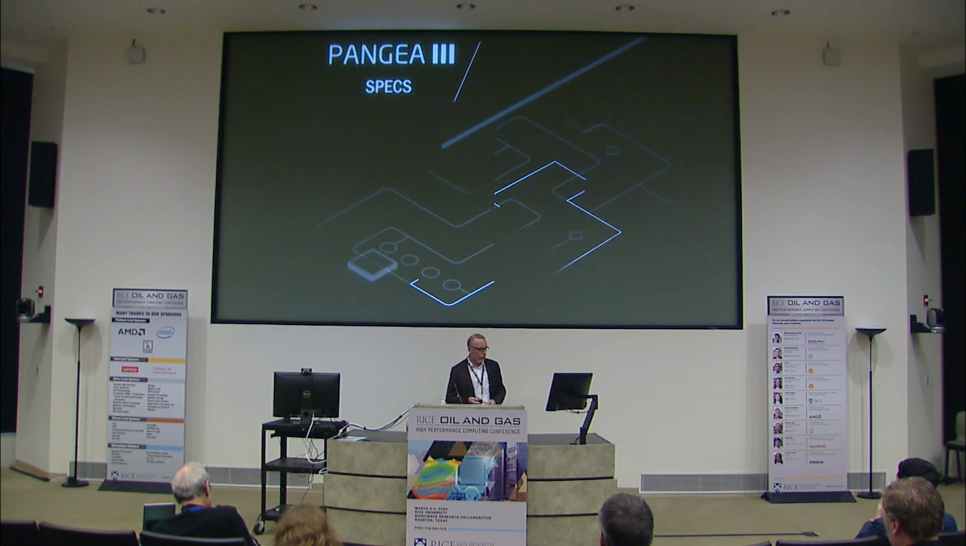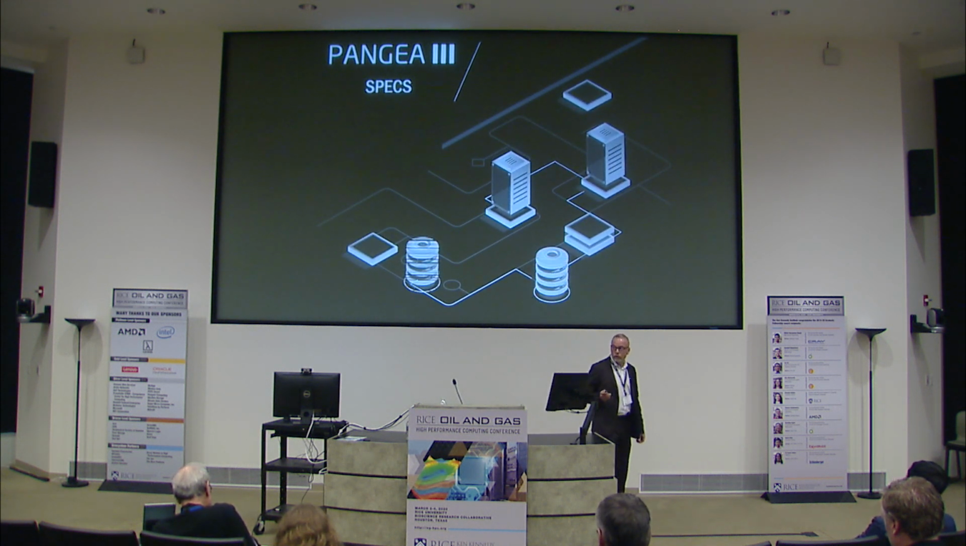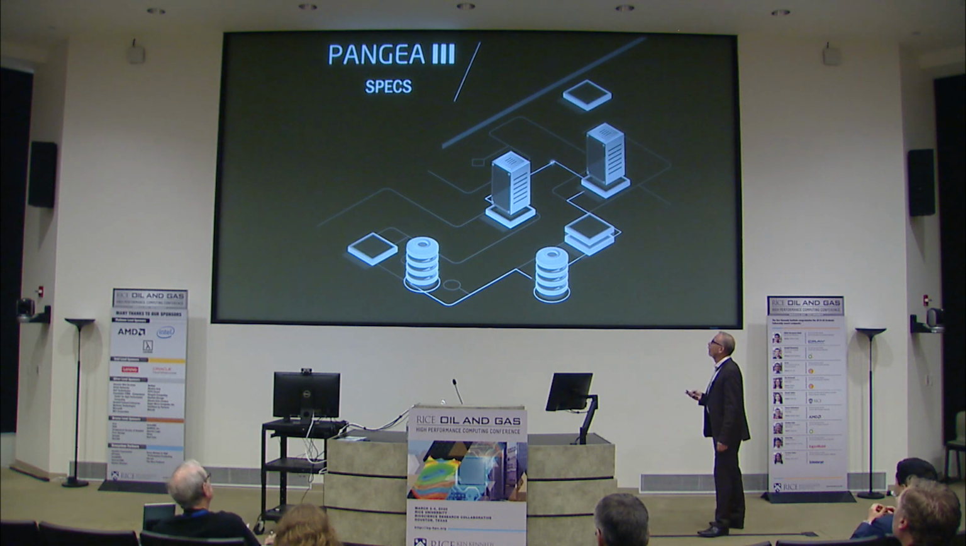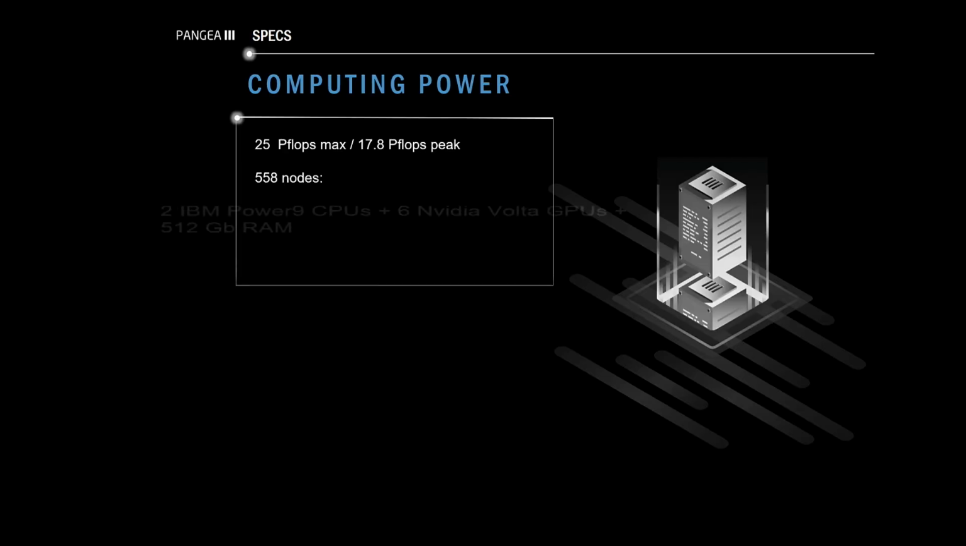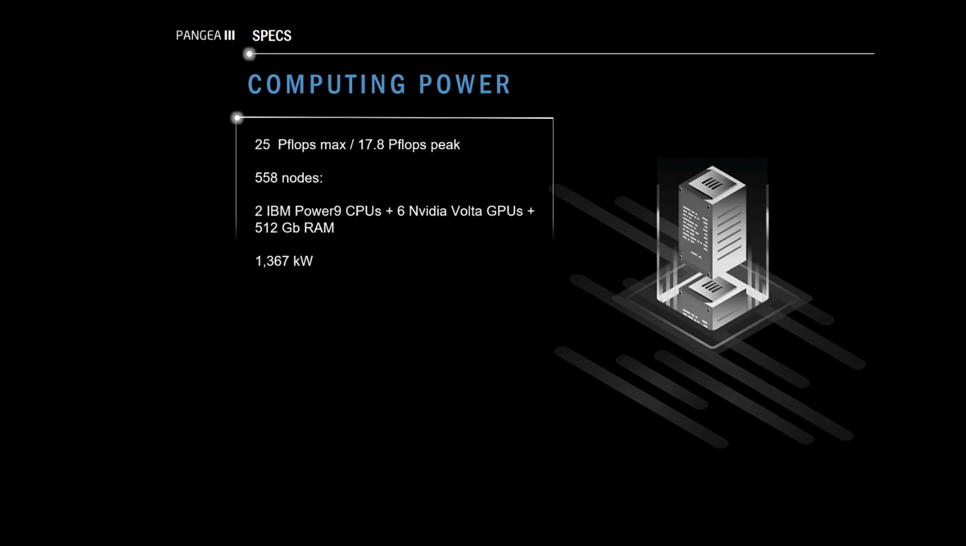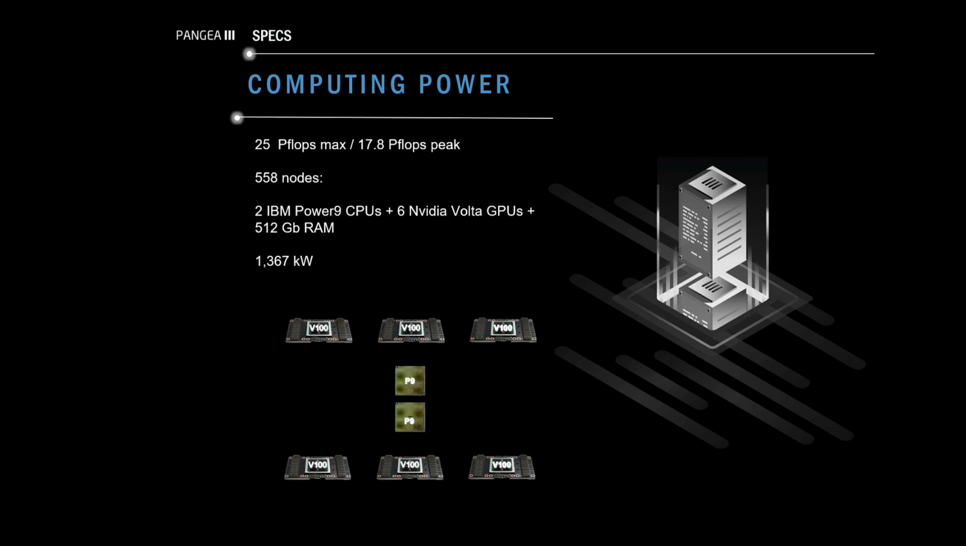So let's go on to the specs of the system. First of all, I'm going to talk about hardware. We have around 558 nodes. Each node is composed of 2 IBM Power9 processors, plus 6 NVIDIA Volta V100 GPUs, with NVLink in between the GPUs and between the CPUs and the GPUs. Each node has 500 gigabytes of memory.